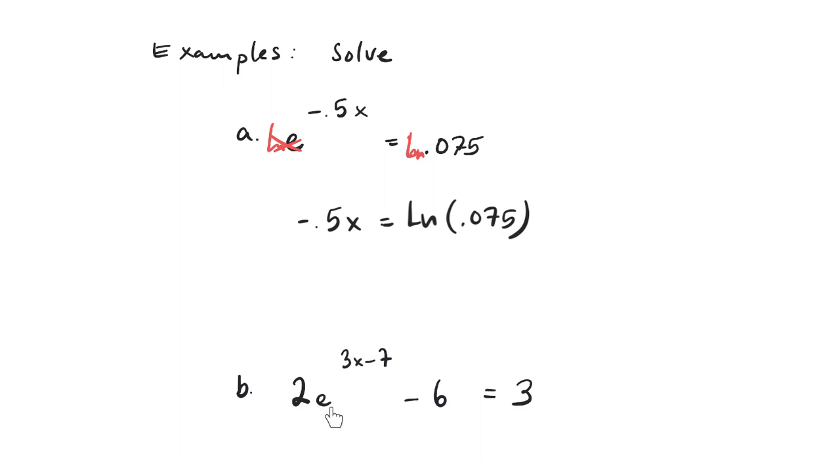So again, step 1 is to isolate the exponential term. Step 2 is to cancel the base using a logarithm. Step 3 now is just to solve for x. The only thing left to do is divide by the coefficient.